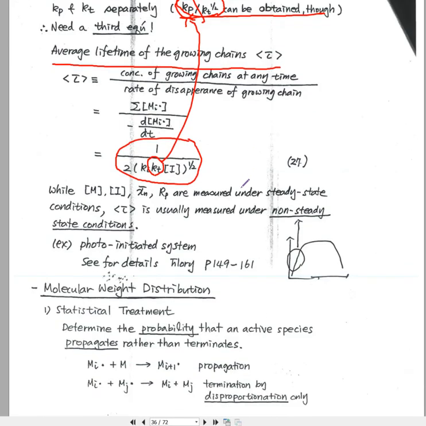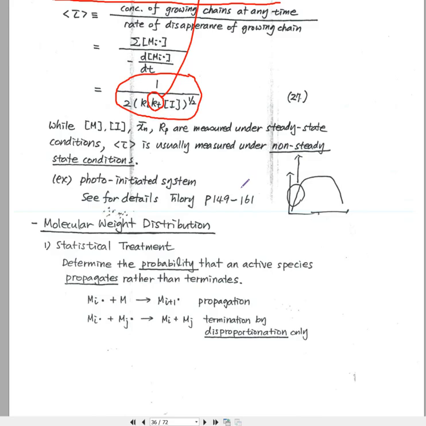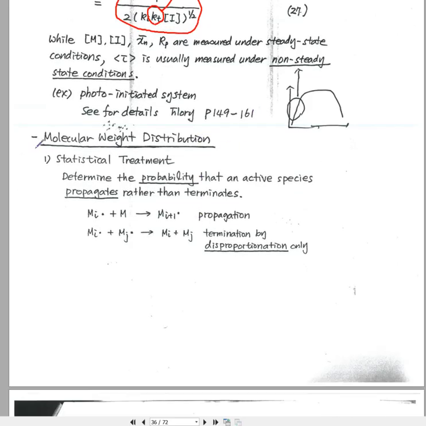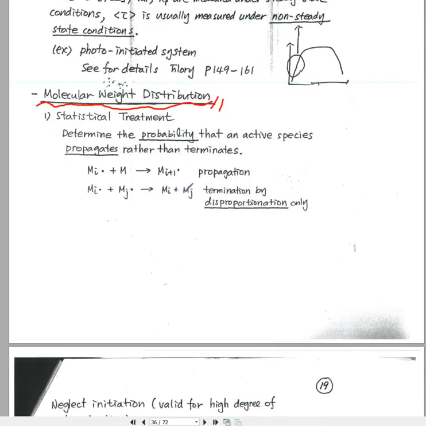Okay. The final part of free radical addition polymerization is molecular weight determination by distribution. Remember from step growth polymerization, we also did molecular weight distribution. We derived the Carothers equation and also the generalized Carothers equation, etc. Right? So we are going to do similar things based on a similar approach. All right, statistical treatment.